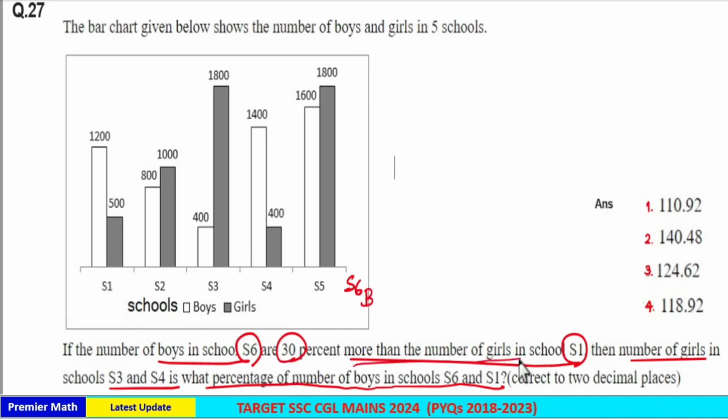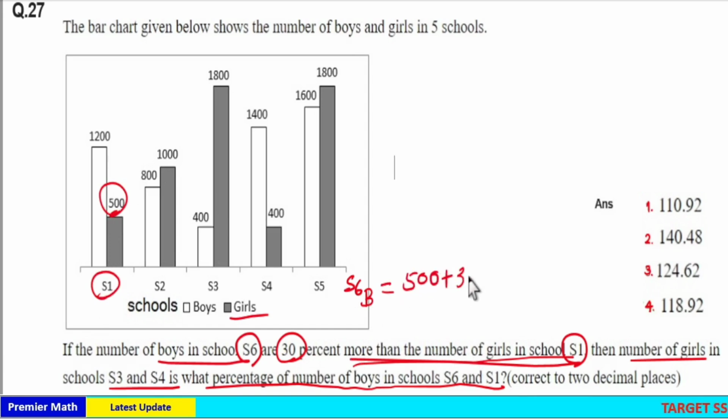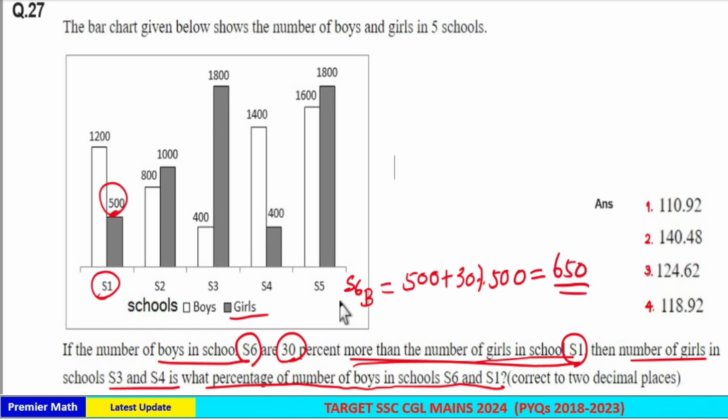30% more than number of girls in school S1. Girls in school S1 is 500 in number, which means number of boys in school S6 is 30% more than 500, which is 500 plus 30% of 500. That is 130% of 500 is 30% more than 500. 10% of 500 is 50. So 30% is 50 into 3, 150. 150 plus 500 is 650 total number of boys in school S6.